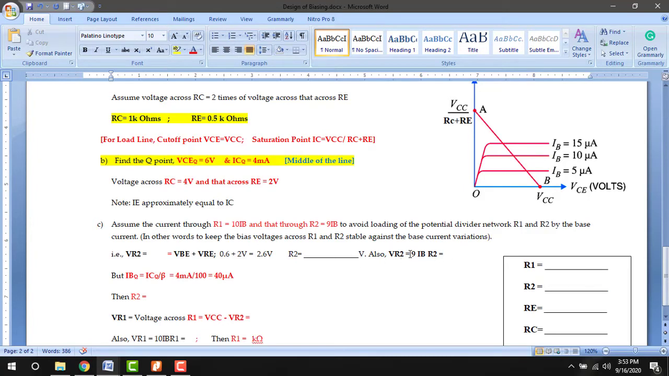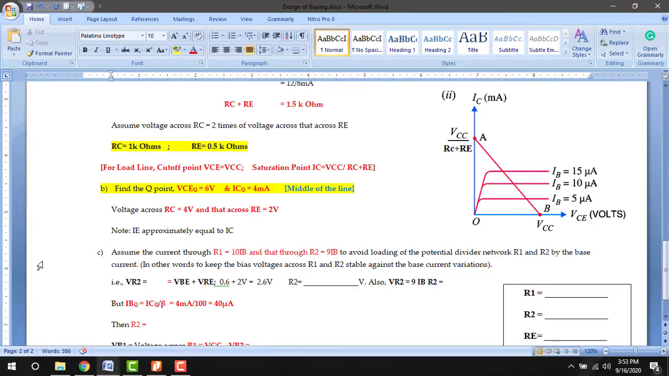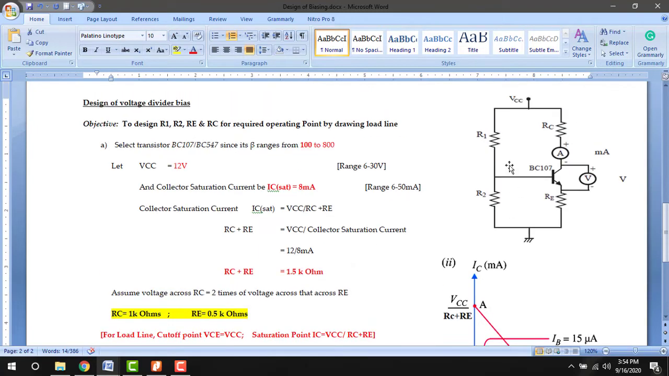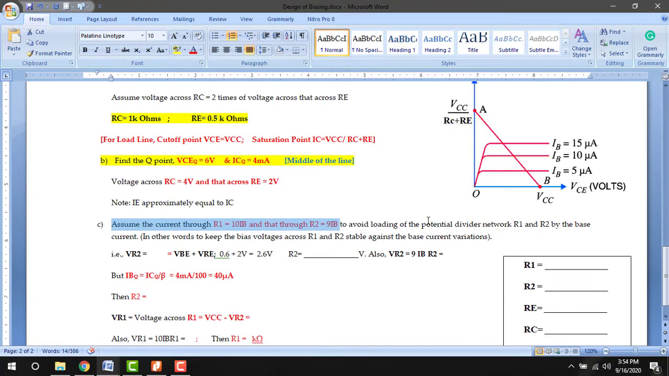Now, one simple assumption: assume that the current flowing through R1 is 10 IB and through R2 is 9 IB. So the current in R1 is 10 times IB, 10 times 40 microamps, of which 1 IB goes to the base and the remaining 9 IB goes to R2. The loading effect will be avoided if this assumption is made. So the current through R1 is 10 IB and the current through R2 is 9 IB, as we assumed.